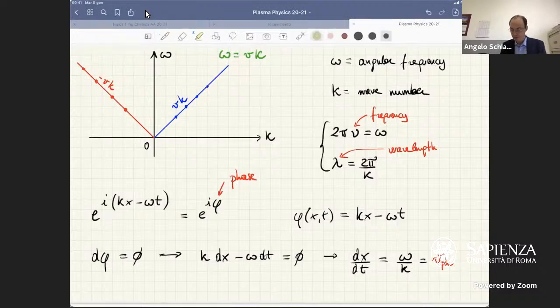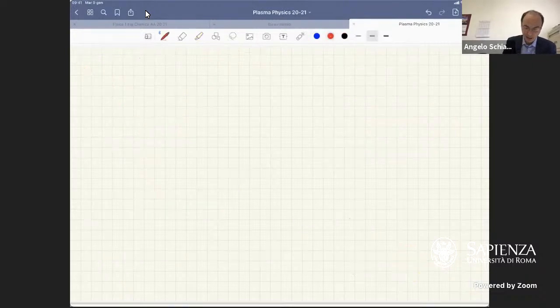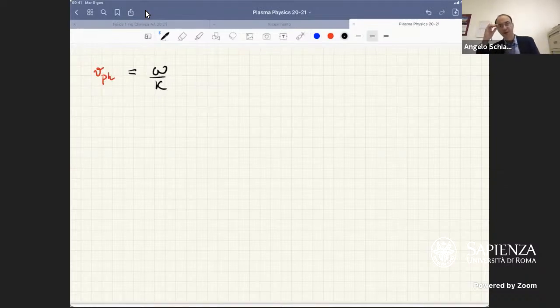So this is very important. And now this is the definition of the phase velocity. Let me recall it here: phase velocity is defined by omega over k. And now we have the definition of the group velocity. Did you find already in your course the group velocity, la velocità di gruppo? L'avete già vista?